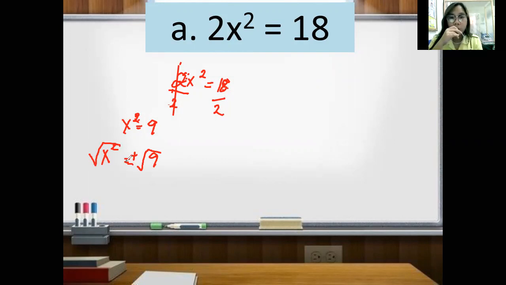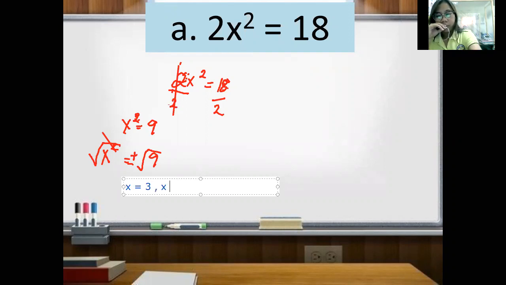By extracting the roots, the square root of x squared is equal to x, because the exponent of 2 and the square root are the same, so we can cancel it out. What remains is x is equal to positive and negative square root of 9. What's the square root of 9? That is 3. Okay, very good. So we have x is equal to positive 3 and x is equal to negative 3. That is the answer, or the roots of the equation 2x squared is equal to 18.